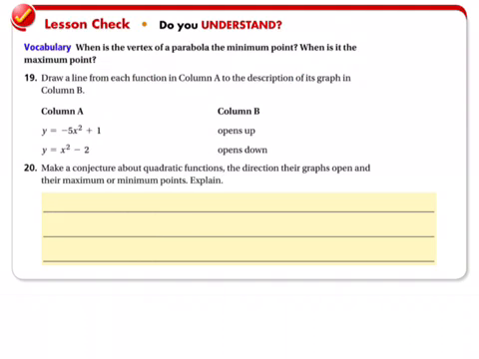Here's your check understanding, and then you will see 2 additional slides at the end that we'll talk about in class tomorrow.